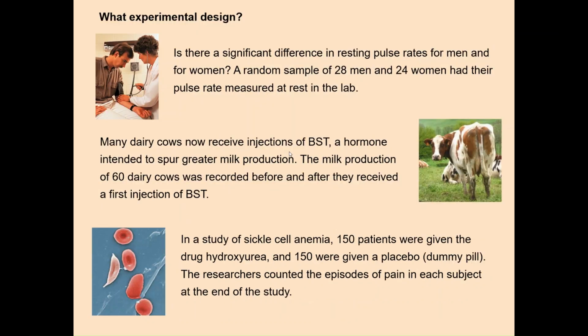Right. And so what I want us to do is try to identify which experimental design is used in these three examples. So is there a significant difference in resting pulse rates for men and for women? A random sample of 28 men and 24 women had their pulse rates measured at rest in the lab. Okay. So this is that block design, right? We're stratifying our group. We're breaking them into men and women.